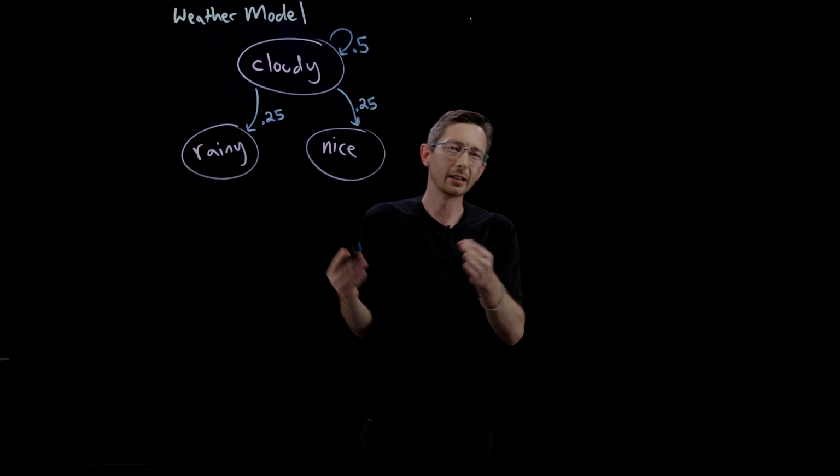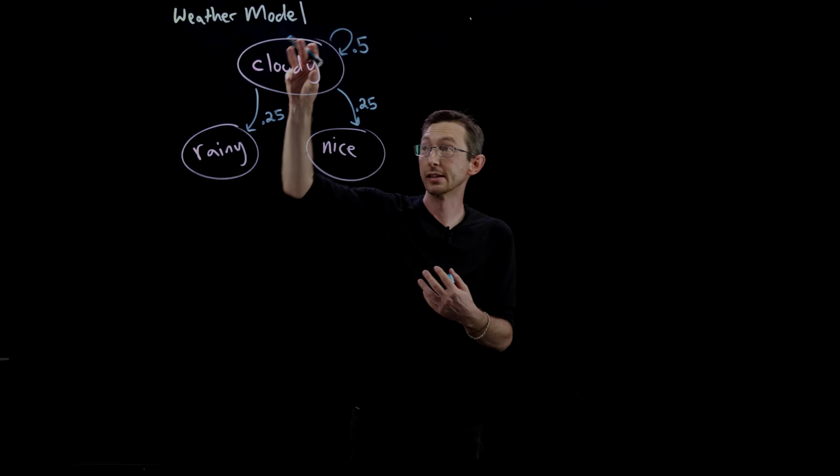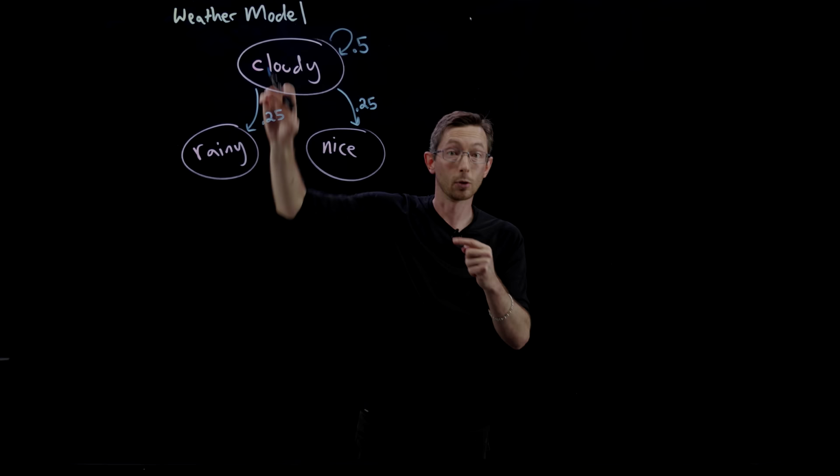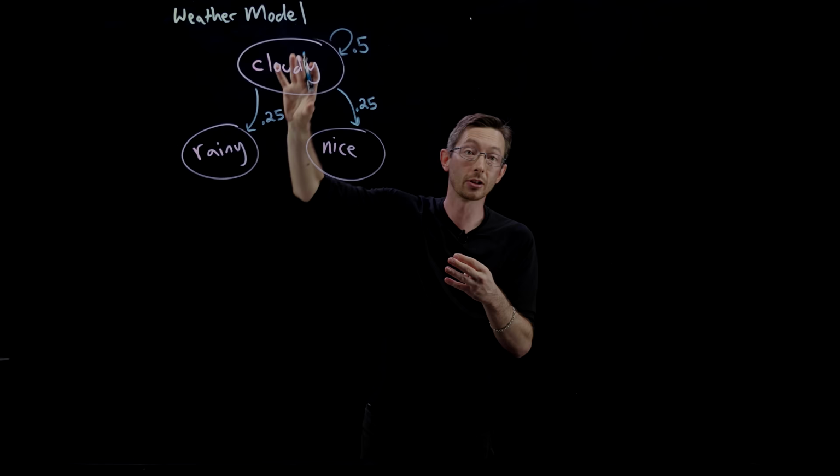Remember, probabilities have to add up to 1. So 50% is 0.5, 25% is 0.25, and these all add up to 1. If it's cloudy today, there is probability 1 that it will be either cloudy, nice, or rainy tomorrow. It's essential that all of the arrows going out of cloudy add up to 1, because that's how probability works.